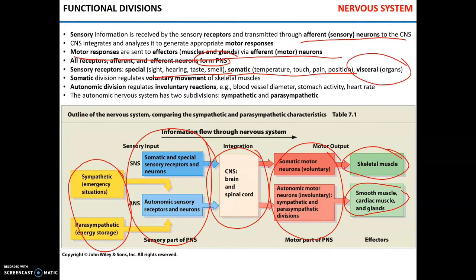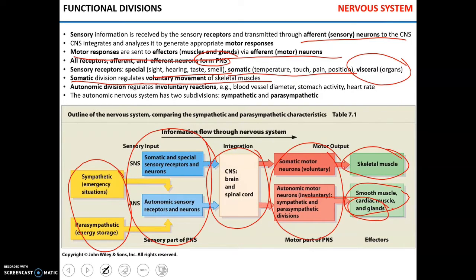Now, in terms of the responses, the motor neurons that transmit responses from the central nervous system to the periphery of the body can be somatic or autonomic. The somatic division of the efferent nervous system regulates voluntary movements performed by skeletal muscles. The autonomic division regulates movements that are involuntary, for instance, the diameter of blood vessels or activity of the stomach or heart rate. It also will stimulate various glands to produce different secretions.